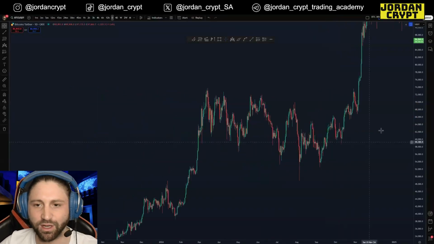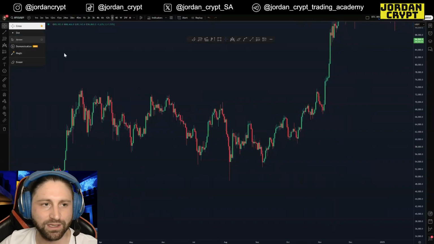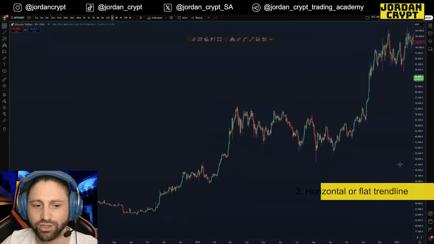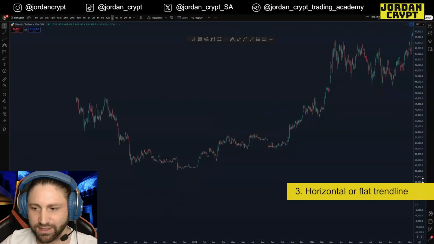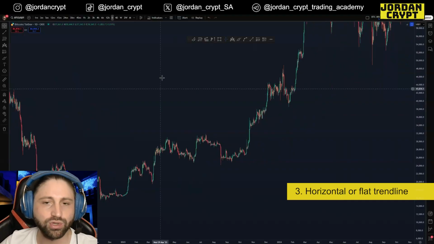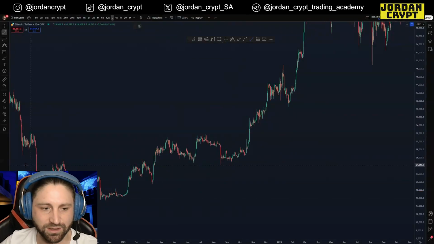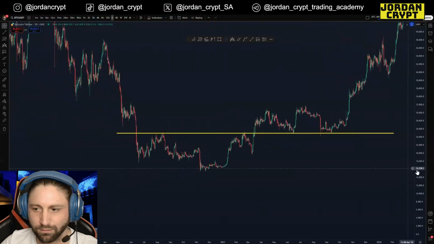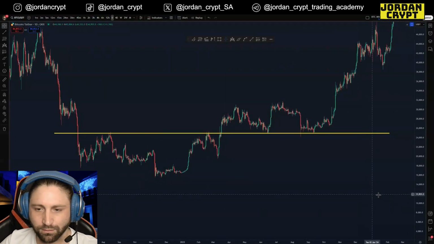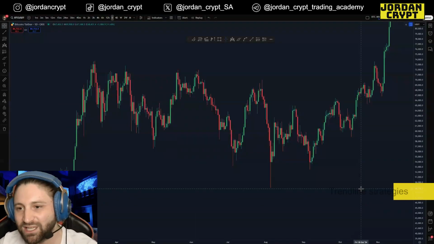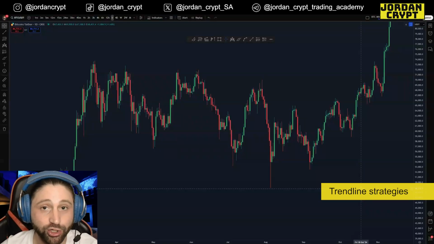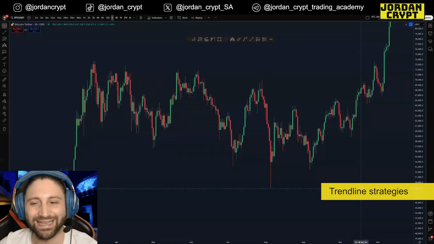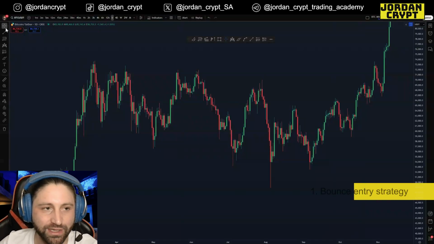Another trend line you can look at is your flat trend or your horizontal trend line, and this is straight up support and resistance. Beautiful. Let's go into some strategies on trend lines. Number 1, let's look at the bounce entry strategy.